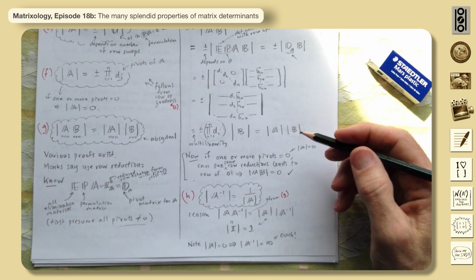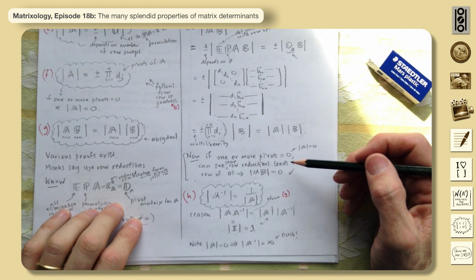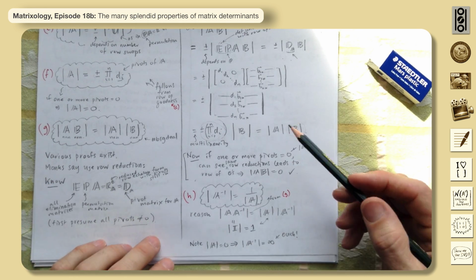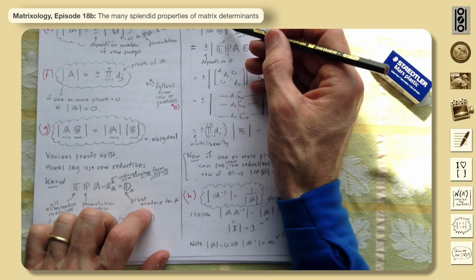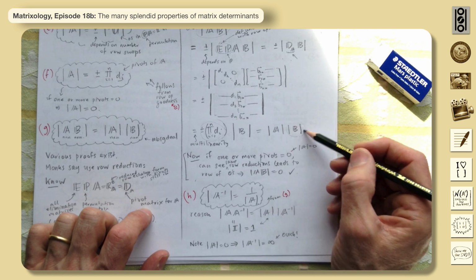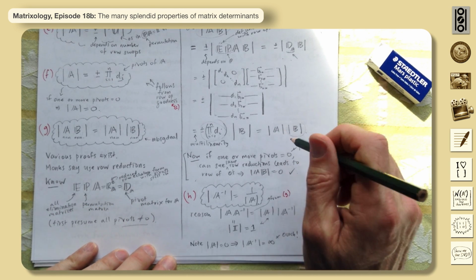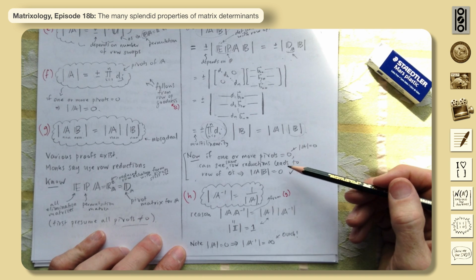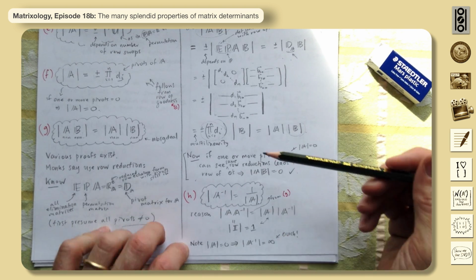All right, let's keep going. We assumed no pivots were 0, and got to this nice result: the determinant of AB is the determinant of A times the determinant of B. And in the case of zeros, we have a slightly different result, and we can say that both sides are 0. That's a big result.